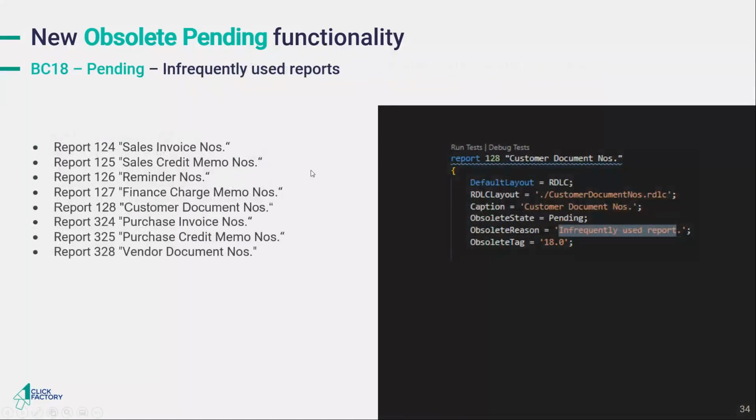But there are new ones. So the first is the sales document numbers reports. All these were marked as pending, and Microsoft's reason is that they are infrequently used. So if you are using one of these reports, you now will see a warning that it is marked as pending.